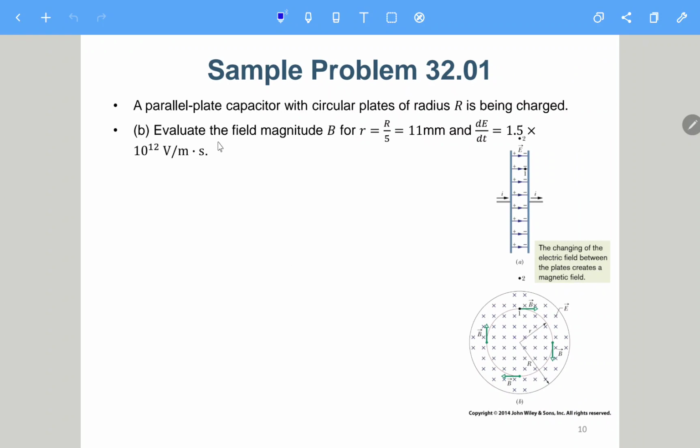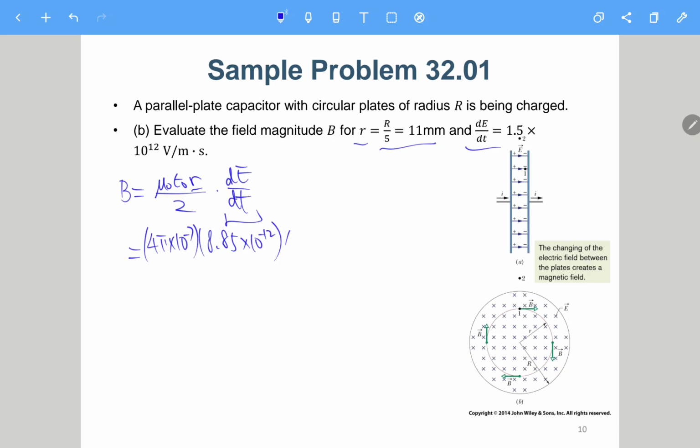And then for part D, evaluate the field magnitude B for r equals capital R over 5. We just need to plug in the numbers. Let's recall B equals mu naught epsilon naught r over 2 times dE dt. Then we plug in dE dt as this value, and r equals this value. Of course we know mu naught and epsilon naught. Mu naught is 4 pi times 10 to the negative 7th, and epsilon naught is 8.85 times 10 to the negative 12, and then times r, which is 11 millimeters, 11 times 10 to the negative 3rd, all over 2, and then times dE dt, which is 1.5 times 10 to the 12th power. So the answer is 9.18 times 10 to the negative 8 Tesla.